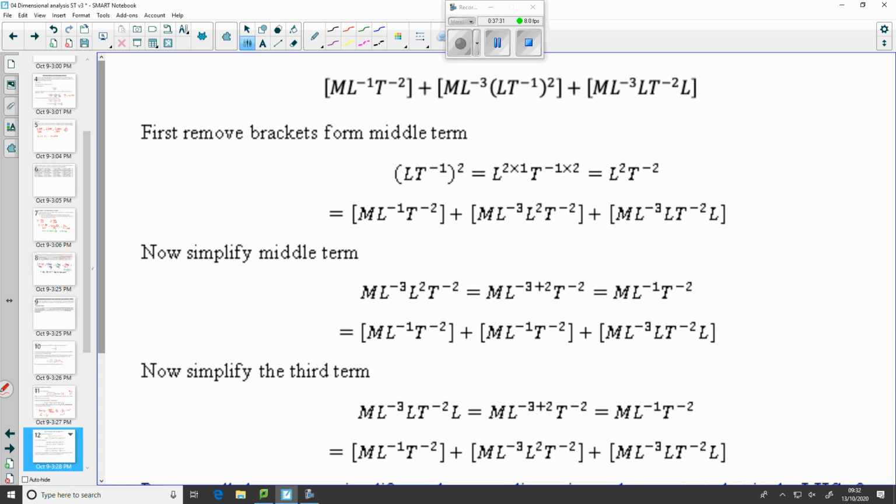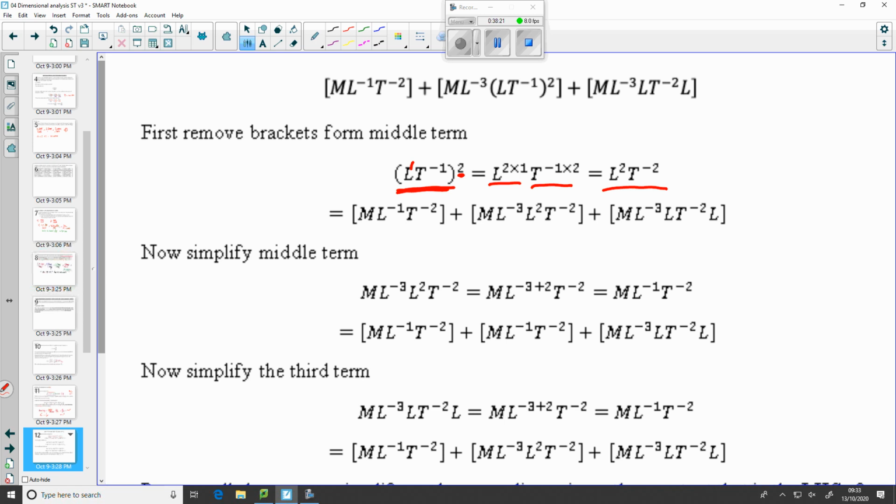First, we've got a bracketed term in the middle here we need to deal with. So we've got LT to the minus 1, all squared. When we have a term in brackets with powers, L would be to the power of 1, but we don't normally write it, and T is to the power of minus 1. We have to multiply this index by the indices inside. So we end up with L to the 2 times 1, T to the 2 times minus 1. L squared, T to the minus 2.